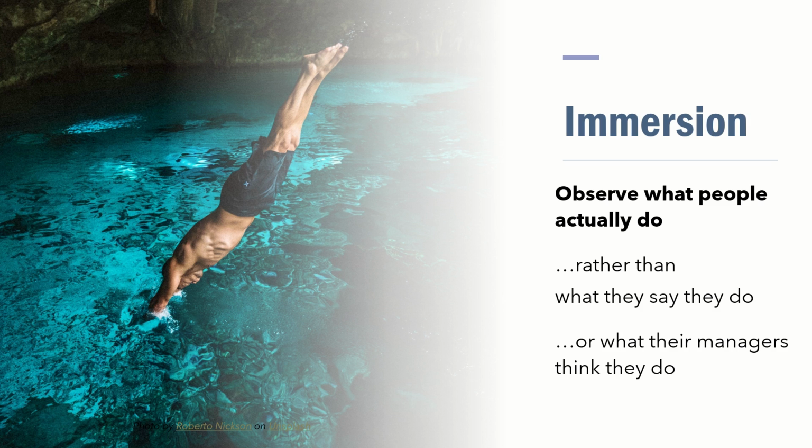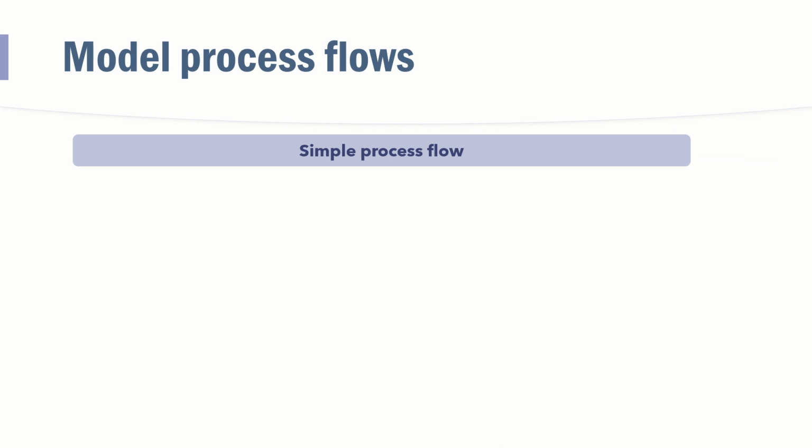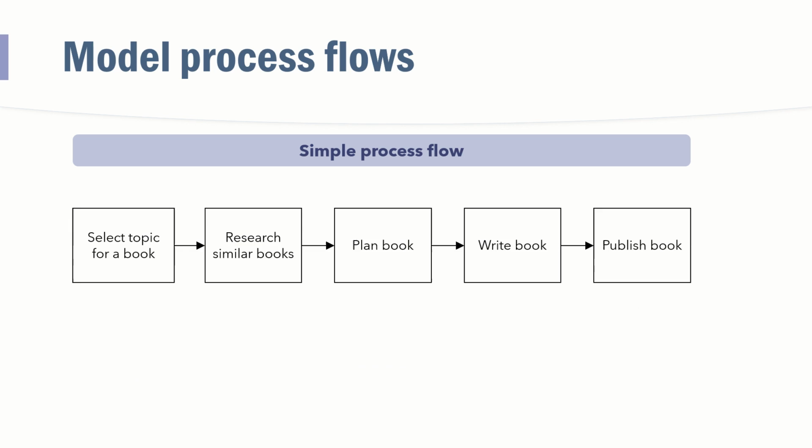Now, as we learn and observe what happens in the process, we will start modeling the process flows, or presenting visually the structure of activities and what happens when. We can start with a simple process flow, and that's nothing else but a sequence of rectangles connected by arrows that shows you what happens in what sequence. For example, when you publish a book, you will start by selecting a topic, doing some research, planning, writing, and publishing. Of course, this flow is very simple. It only shows you high level what's happening, but sometimes this is where you need to start.